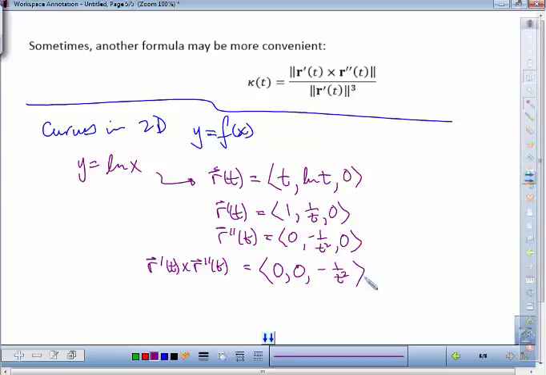So the magnitude of this goes in the numerator. The magnitude of this goes in the denominator. So let's find magnitudes. The magnitude of r prime of t cross r double prime of t is equal to, well, it's just this thing squared under a square root, so it'll just become positive, right? So put a square root, 0 squared plus 0 squared plus negative 1 over t squared quantity squared, and under a square root it'll just become positive.